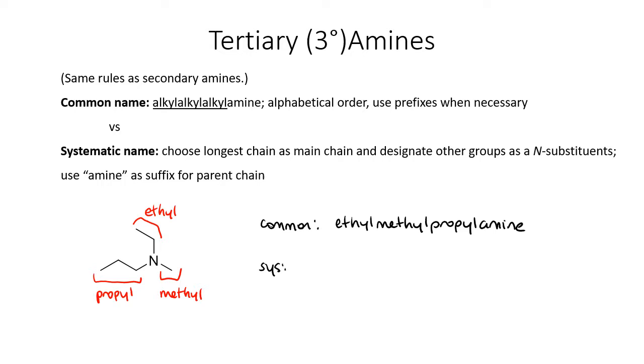For our systematic name, our longest chain is going to be this propane chain. And then we have an ethyl group attached, which will be an N-ethyl, and a methyl group attached, which will be an N-methyl. So again, we'll go ahead and put those in alphabetical order. We get N-ethyl, N-methyl, propane, take off the E, and replace it with amine.